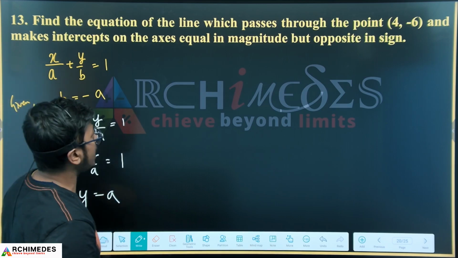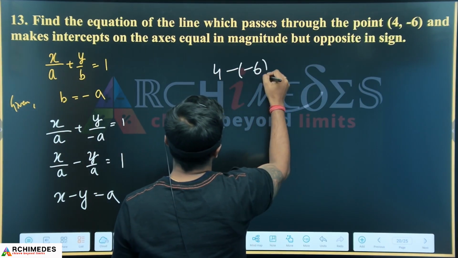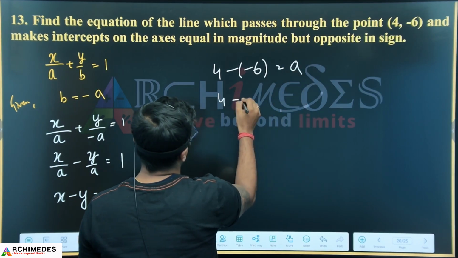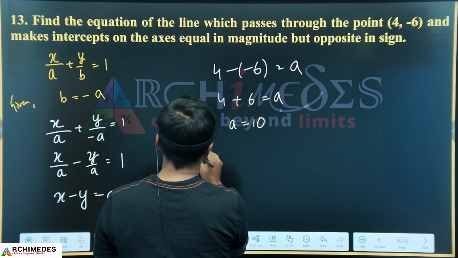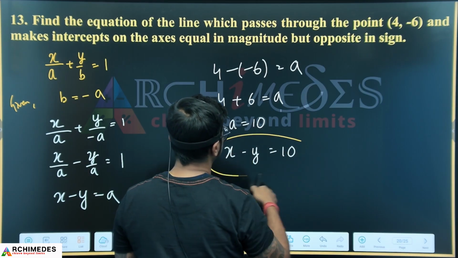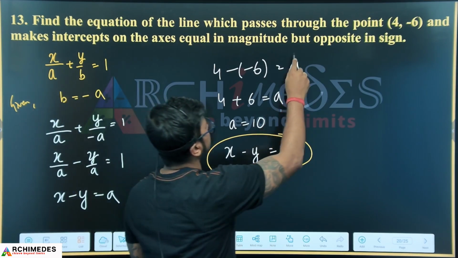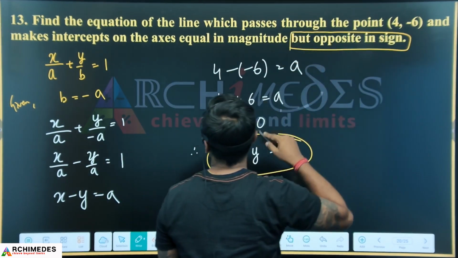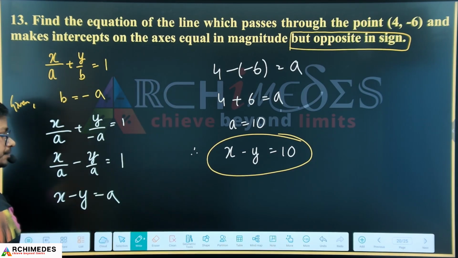Same logic: if this passes through (4, -6), you have to write 4 minus (-6). So here a is 4 + 6, so a is 10. Clear? Therefore the equation is x - y = 10. Totally the same as the previous question, the only difference is here equal in magnitude but opposite in sign. That's why b = -a. Same question, the point is also the same.